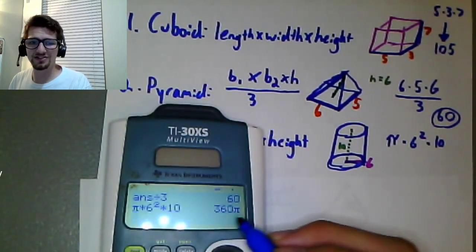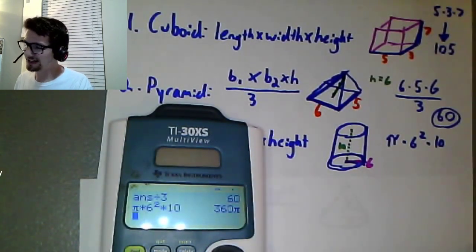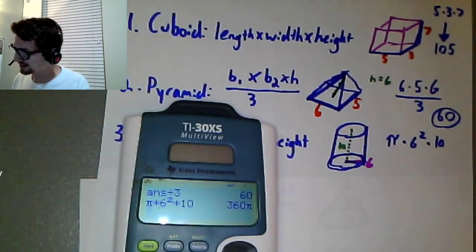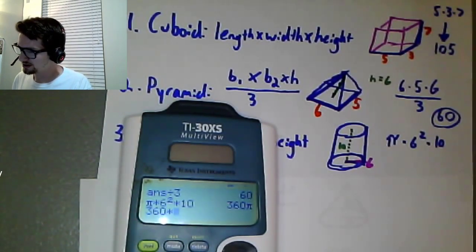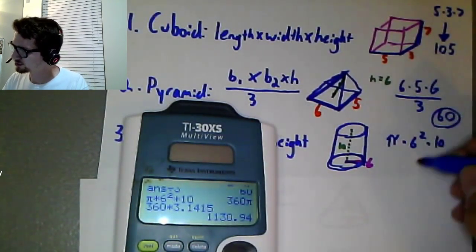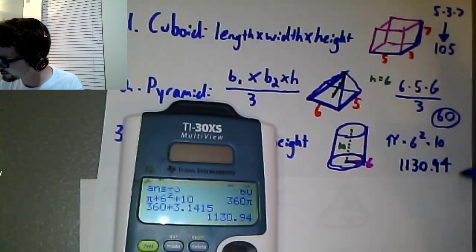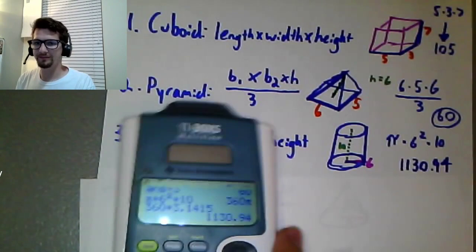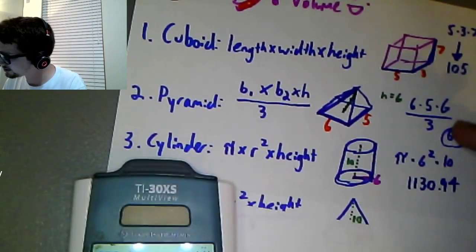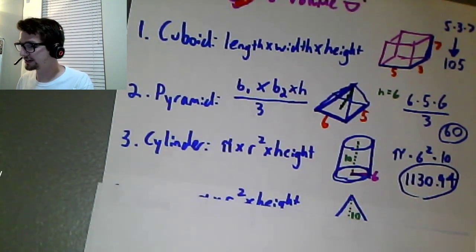If you end up getting this in your calculator where it's multiplying it by just the symbol pi, you're going to have to write it in manually. So you'd have to do 360 times 3.1415. And that should give you the roundabout answer, which would be 1130.94. And that would be it. A lot of this is just going to be identifying the equation to use and then plugging it in correctly.